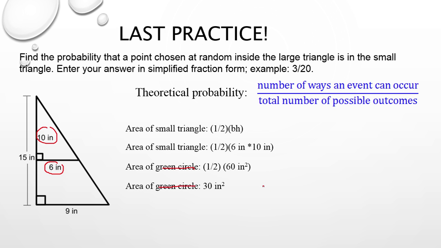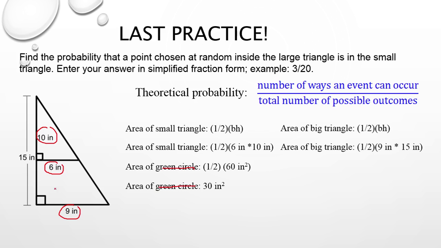Alright, now we have area of the big triangle. Same thing, 1/2 base times height. The base for the big one is 9 right here, and the height is going to be 15. That's why we plug that in. Using order of operation, we should get 135 over 2. If you want to, you actually cannot simplify that, so we are going to leave that like that for now.